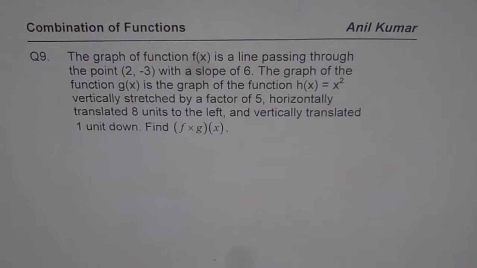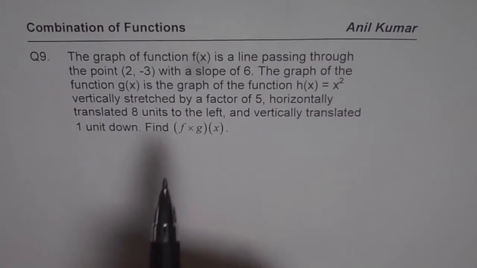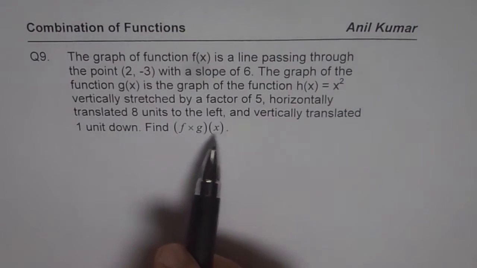Question number 9. The graph of the function f of x is a line passing through the point (2, -3) with slope of 6. The graph of the function g of x is the graph of the function h of x equals x squared, vertically stretched by a factor of 5, horizontally translated 8 units to the left, and vertically translated 1 unit down. Find the product of functions f and g.